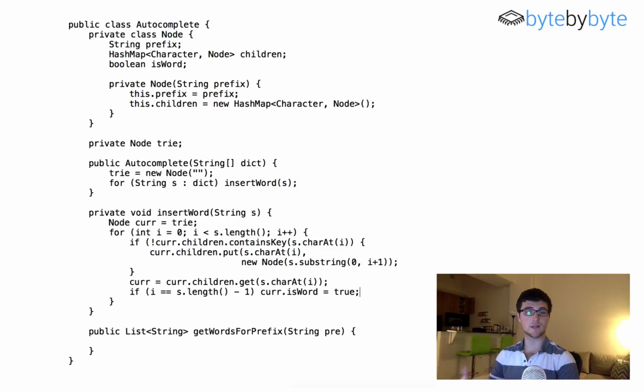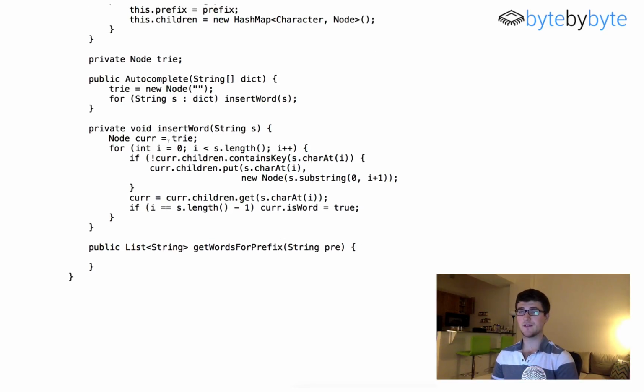Right? So we're just going to mark it in that case. And so that's our entire insertion. And now the next part that we need to do is to implement our get words for prefix. Now that they're already in the trie, we just need to look up the words.